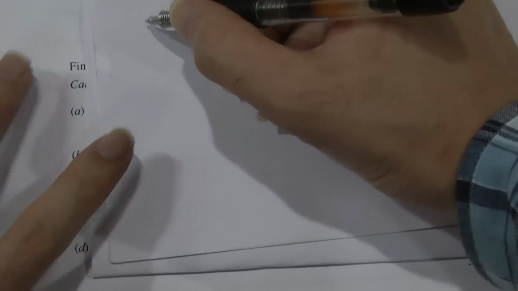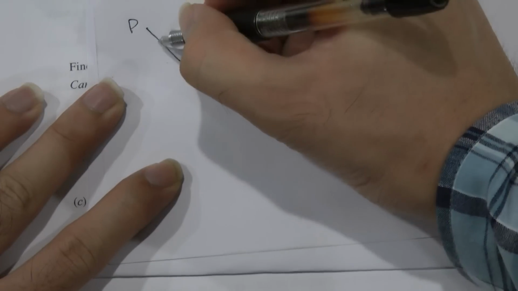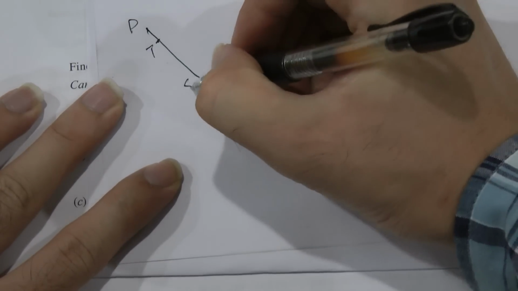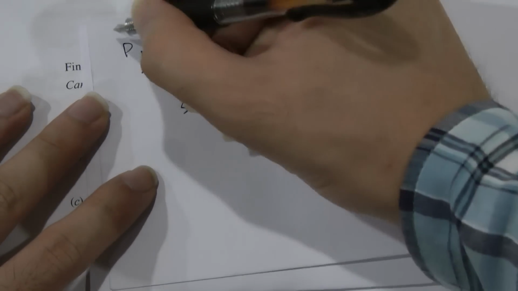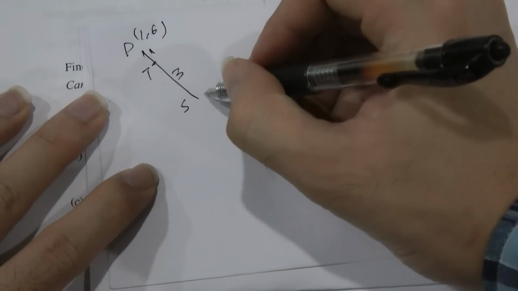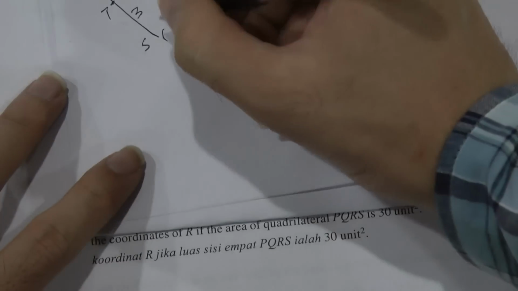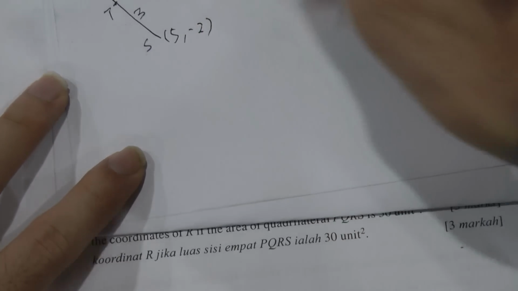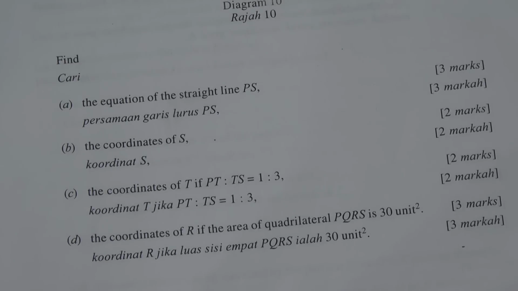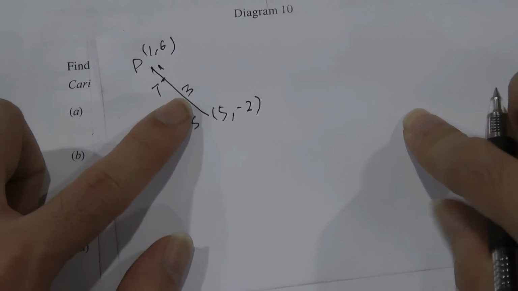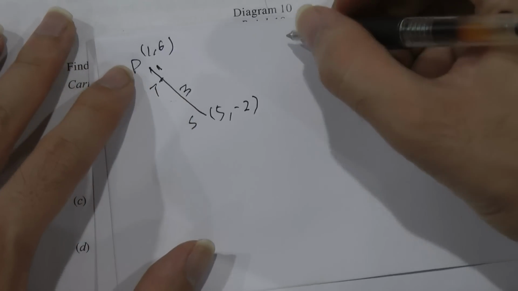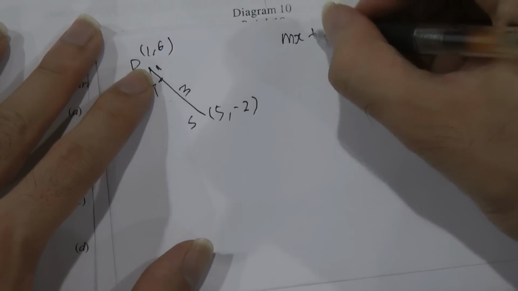So I roughly sketch out this one. P, T, and S, and given this one is 1, this one is 3. The ratio is given. So we got coordinate P, which is (1, 6), and then coordinate S is (5, negative 2). Let me double check. Yes, it's (5, negative 2). We got 2 coordinates, and then we got the ratio. Obviously, this one we have to use the ratio formula, which is mx2 plus nx1.